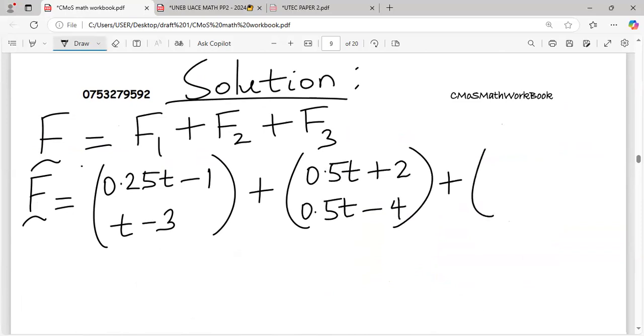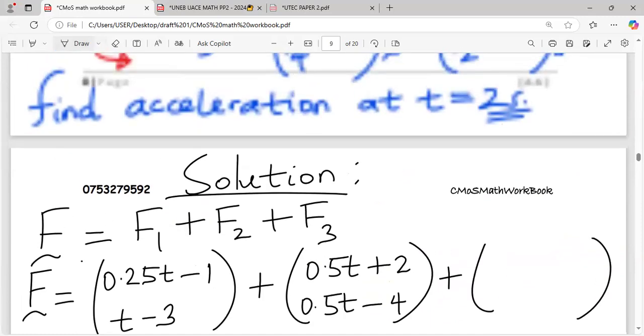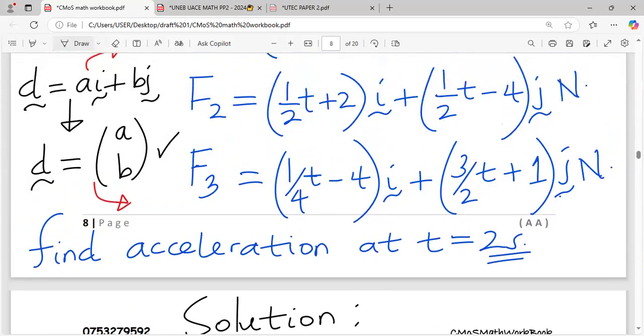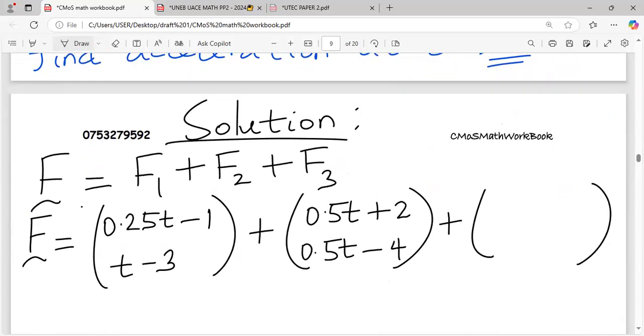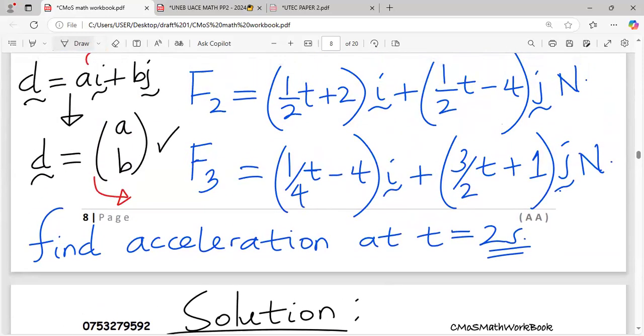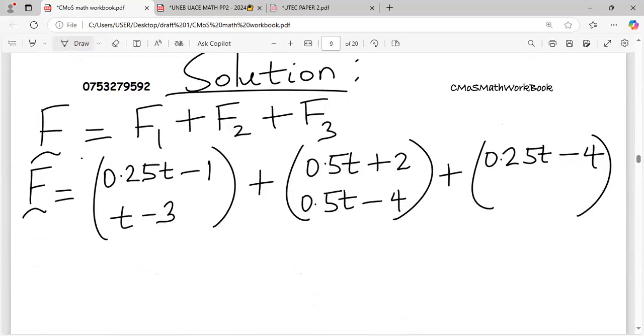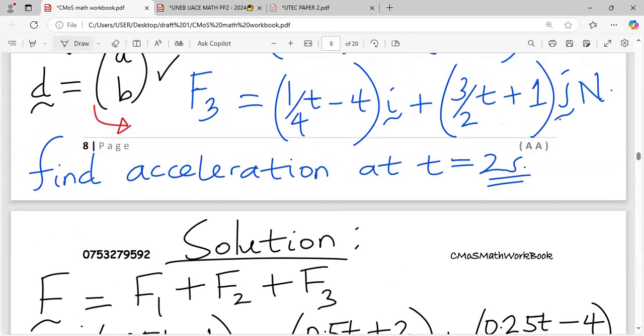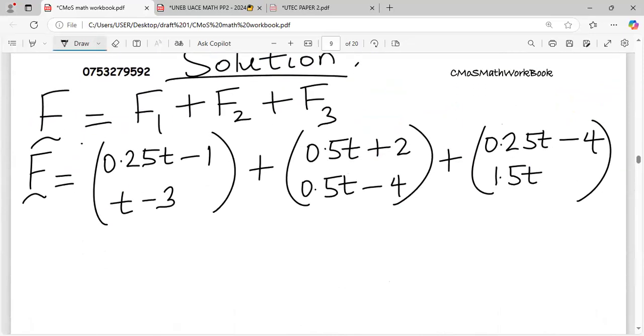Then I go to the last force, force 3. A quarter t minus 1, a quarter is 0.25 t minus 1. Then this one is 3 over 2 t plus 1. 3 over 2 is 1.5, so 1.5 t, and you put here plus 1, like that.